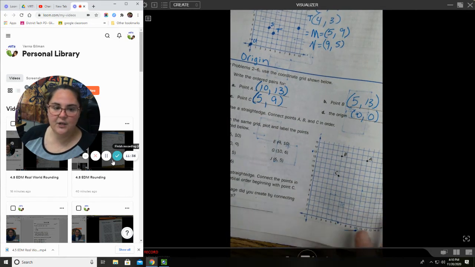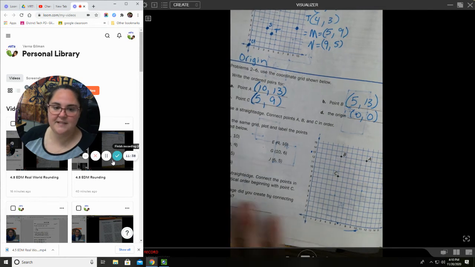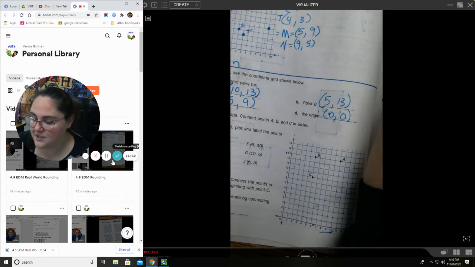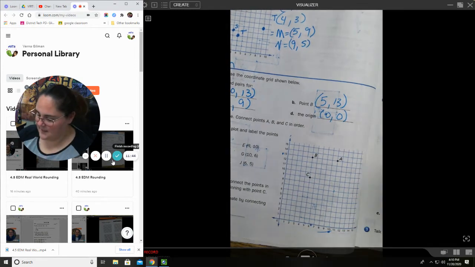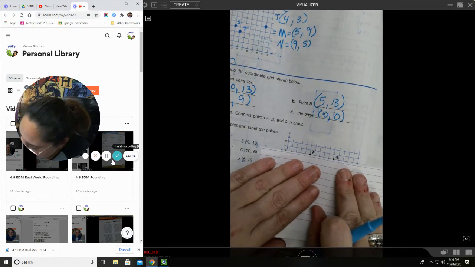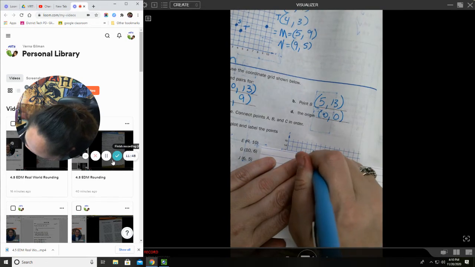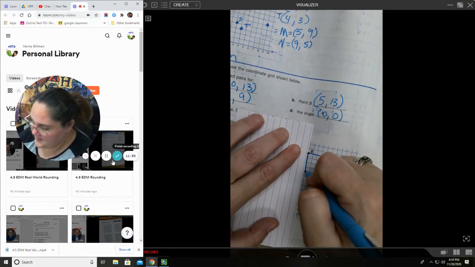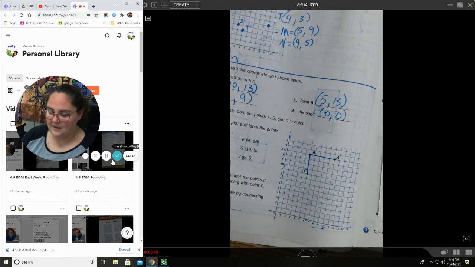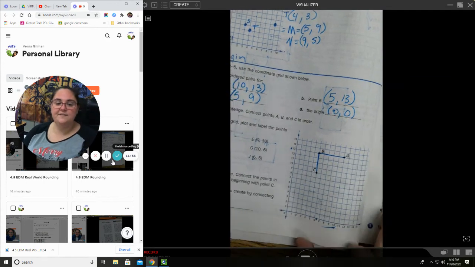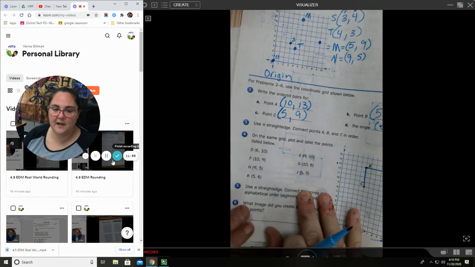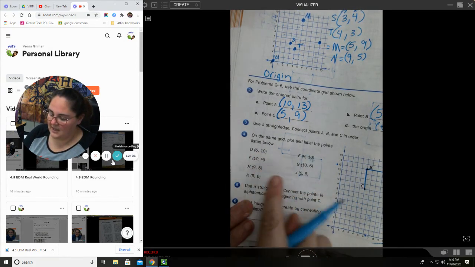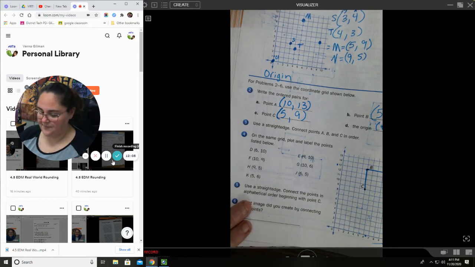Now it says use a straight edge to connect points A, B, and C in order. I'm just going to use a little note card that I have because I think that can help me. There's A to B, and that is B to C. Now what you're going to do is you're going to find coordinates for these letters below. D, E, F, G, H, J, K.